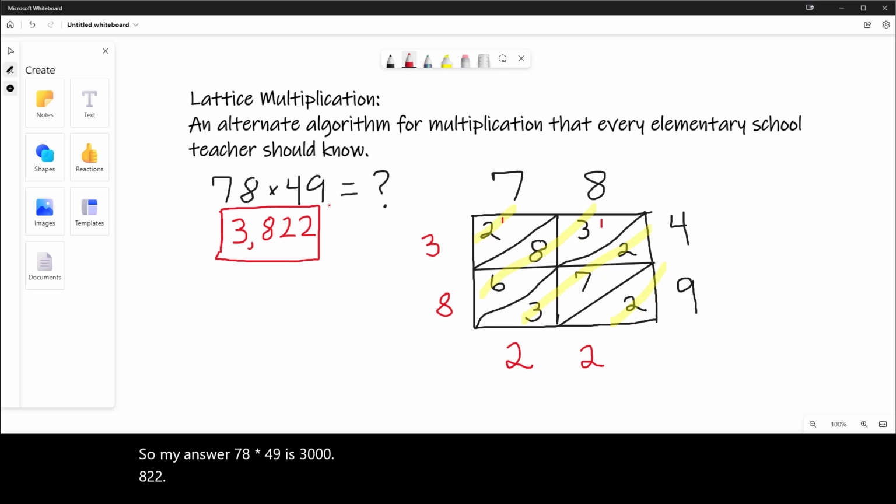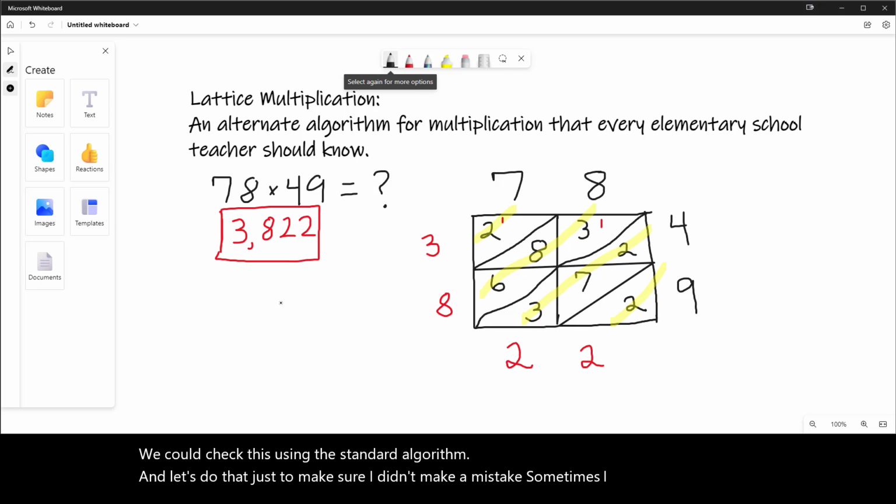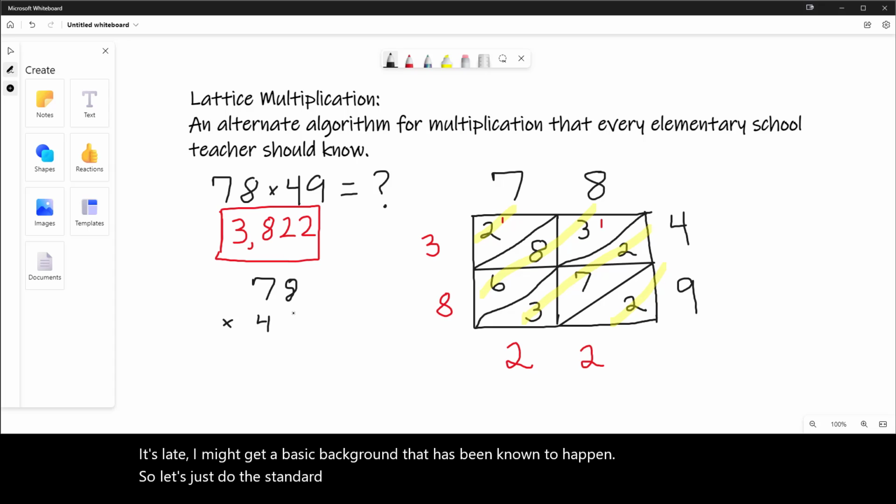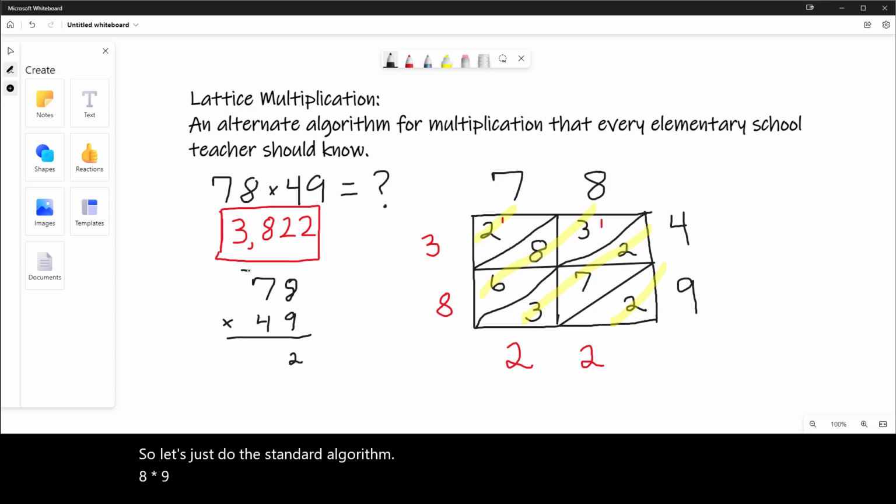We could check this using the standard algorithm. And let's do that, just to make sure I didn't make a mistake. Sometimes I will make a mistake. It's late, I might get a basic fact wrong. That has been known to happen. So let's just do the standard algorithm. 8 times 9 is 72. There's my 2. Carry the 7.